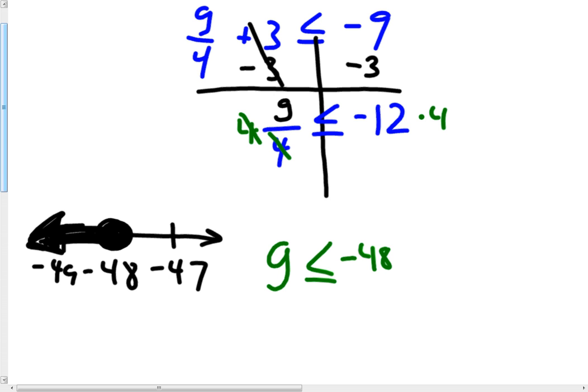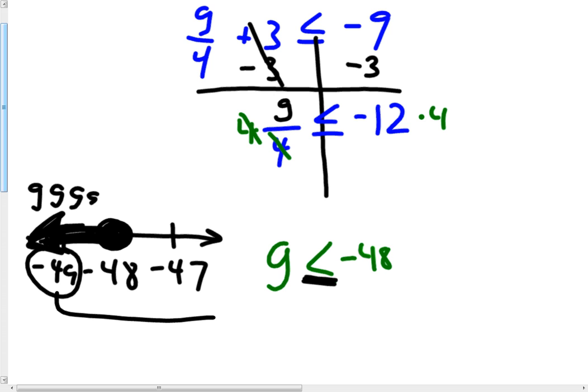Why did I darken in the circle? And why did I go in this direction? Either way. Because all of these numbers in here, all the little decimals, are potential G's. So let's try one. Let's try this one and put it in here. Is negative 49 less than or equal to negative 48? Yes, so that checks out. 48 would be in there too. 48 could also be an answer because it's darkened in.